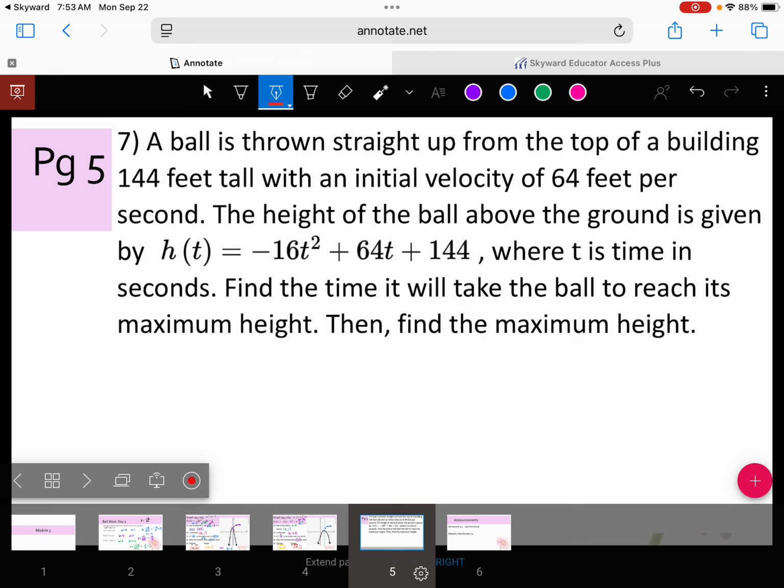So we've got here the story of a ball being thrown off a building, and we're asked to find some information. We're told that the ball is being thrown straight up. I'm standing on top of the building and I'm going to let it fall. And they found the equation for us. They straight up give it to us.